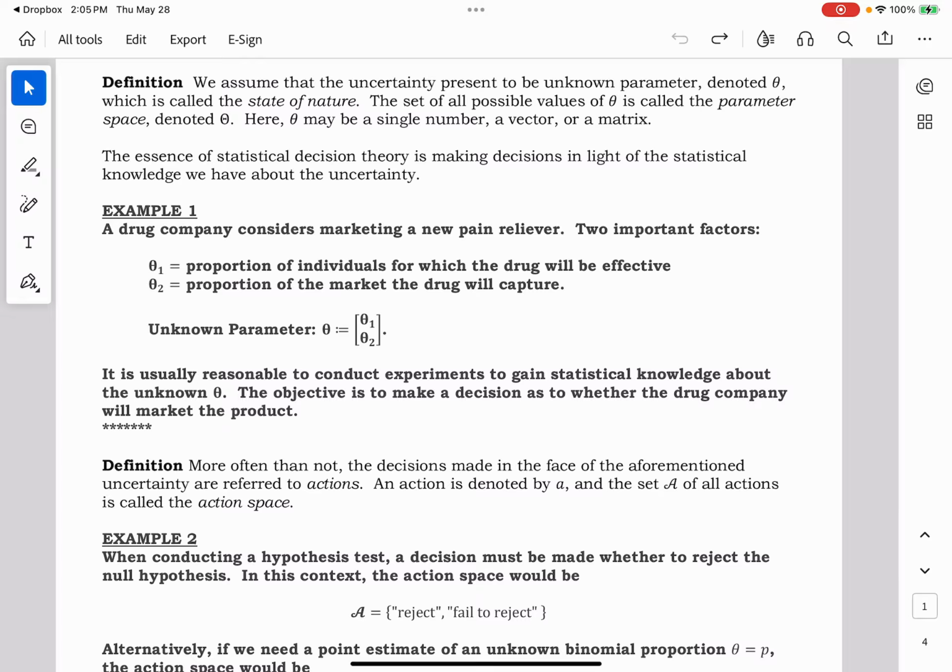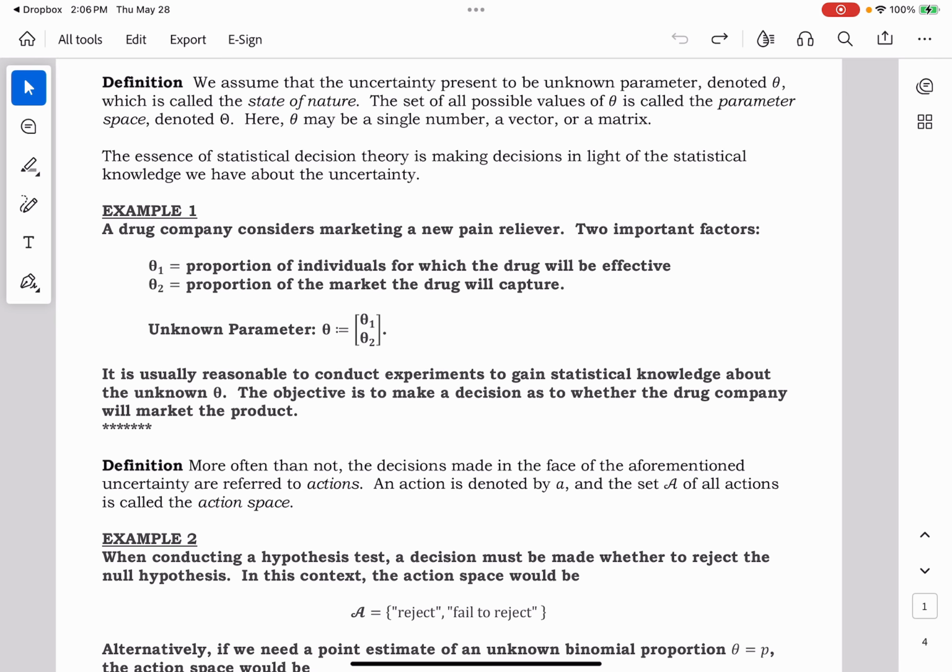And so the essence of decision theory is to make decisions in light of this uncertainty, but given the statistical knowledge that we have. Now, we do this sort of in classical statistics, but in classical statistics, we usually just focus on the sample. Now we're going to focus on the sample and then some other things, as we'll see later.